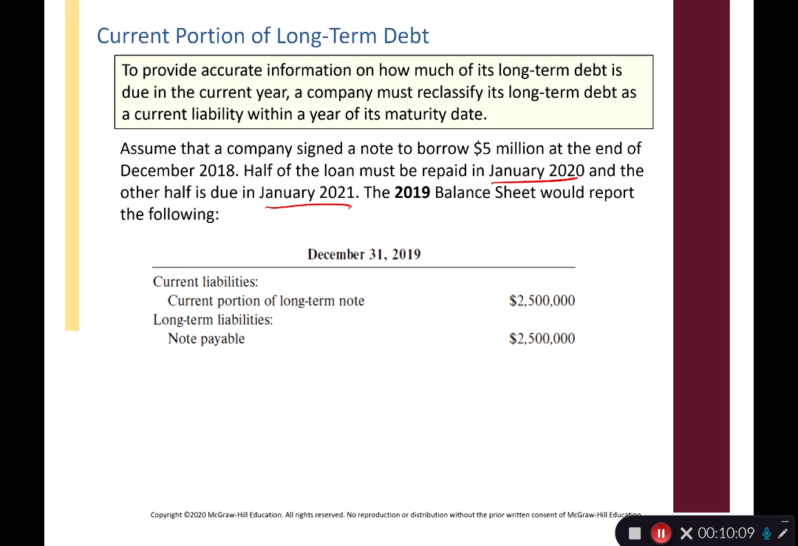So even though we have a long-term loan, half of it is due within the next year as of the end of 2019. So that's going to be shown as current. The other half would be shown as long-term. Together, they comprise the entire $5 million loan. So this is like what I had mentioned earlier. If I have a car loan, the amount that I have to pay within the next 12 months would be current, and the remainder amount that I owe would be treated as long-term.